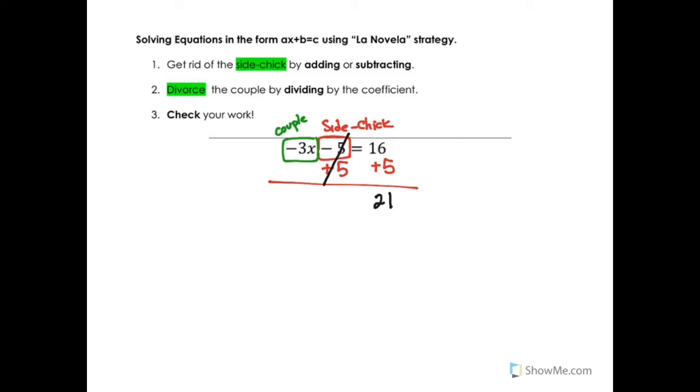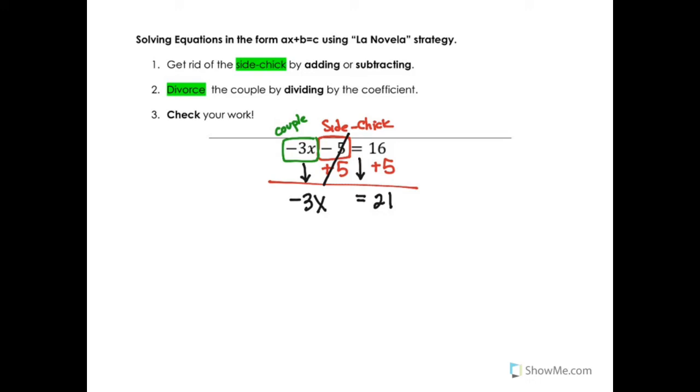And again, everything that I haven't touched, everything that I haven't worked with so far, I'm just simply going to bring that down. So I'm going to bring down my equal sign because I haven't worked with that yet. And I'm going to bring down my couple because I also haven't touched that yet. Now, always remember to bring down its sign. If you put a positive 3x here, it'll give you the wrong answer and it'll give you the wrong solution. If your couple is a negative couple, you want to bring it down as is. If it's a positive couple, then you want to bring it down as a positive as well. So now I have -3x is equal to 21.